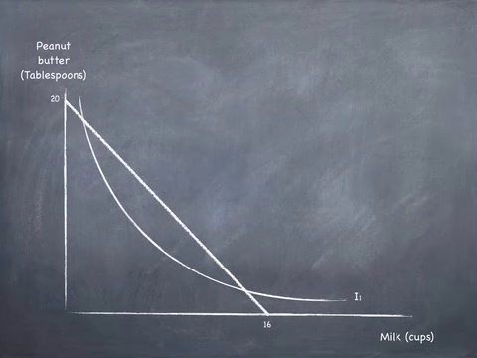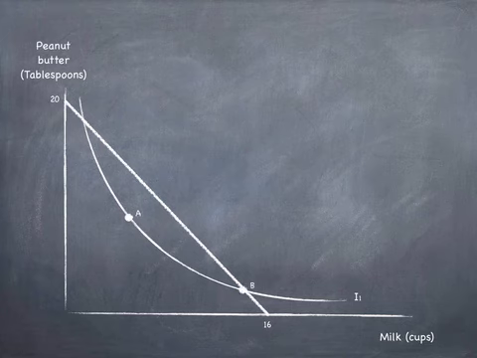Now, we want to combine the indifference curves and the budget constraint to determine what combination of peanut butter and milk will maximize Anne's utility. Look at point A. Does it look like Anne is maximizing her utility at point A? Or in other words, are there combinations of peanut butter and milk that would give her more utility than she gets at A, but yet still be affordable? Certainly.